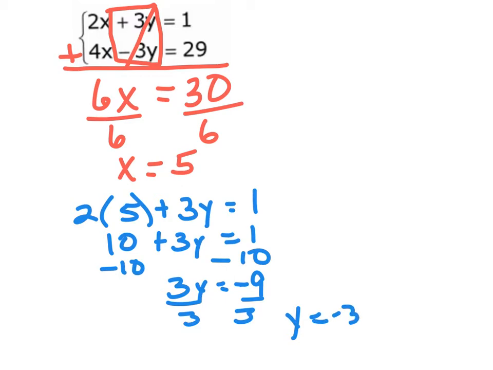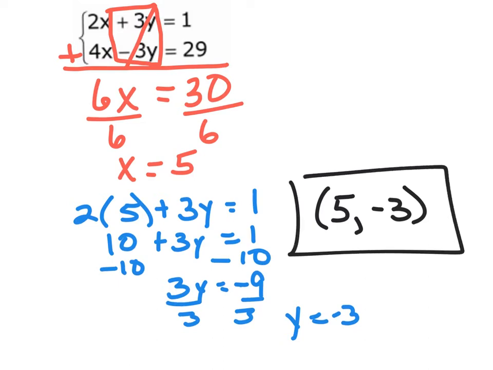So our final answer we want to write as an ordered pair. It'd be 5, negative 3. And again, before we circle that as the final answer, we do want to check it and plug it into both of the original problems. And this one will work out. 5, negative 3 is our intersection of these two lines.